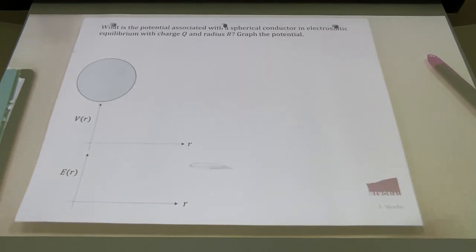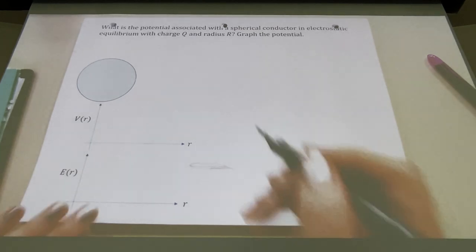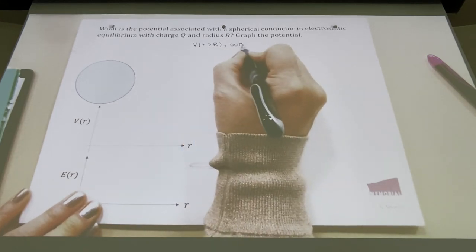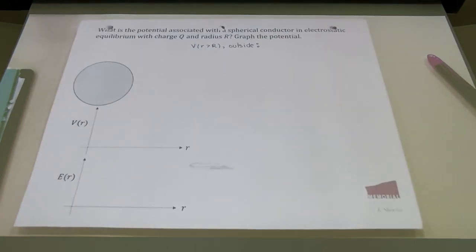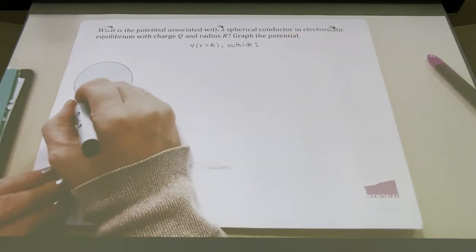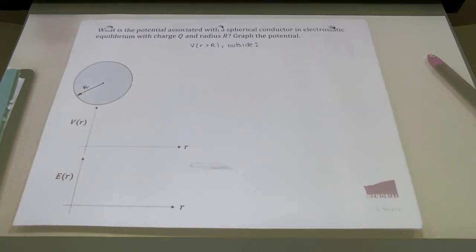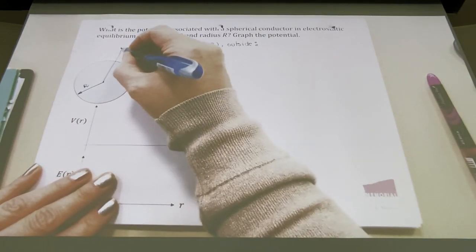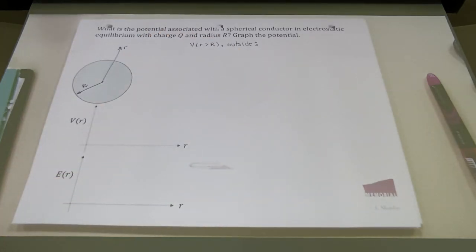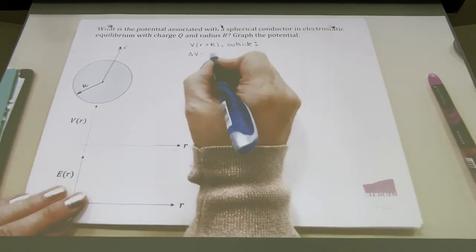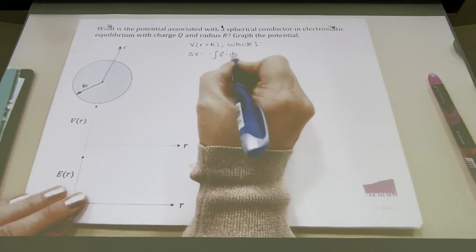So let's start by trying to figure out what is the electric potential outside the conductor. So what is V for r greater than R, or outside? In our picture, the radius of our conductor is capital R. We want to start by finding the potential outside, so at some point there. Let's start by writing down our relationship between potential and field. Delta V equals minus the integral of E dot ds, sorry, E dot DS.